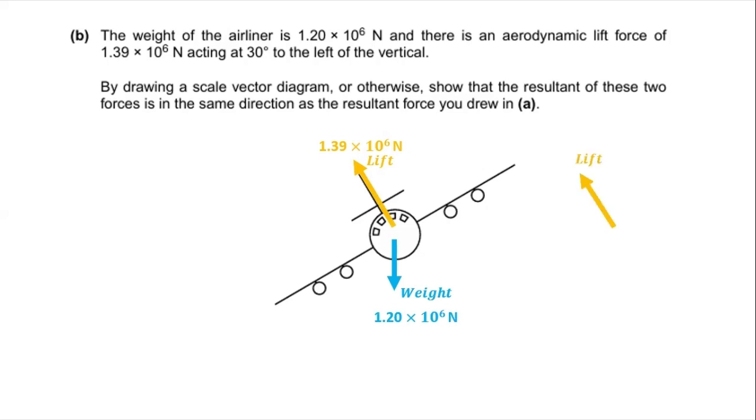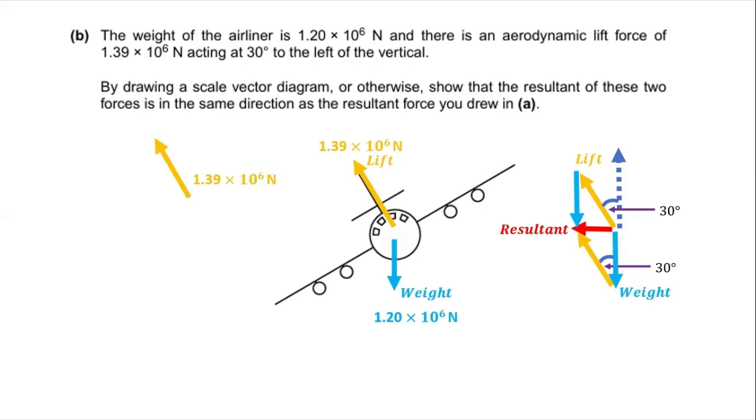So when we draw the lift this way and the weight this way, we can make a parallelogram like this. Its diagonal is the resultant. We know there is a vertical line and the lift is 30 degrees to that. So this is the 30 degrees, and the angle below is also 30 degrees.